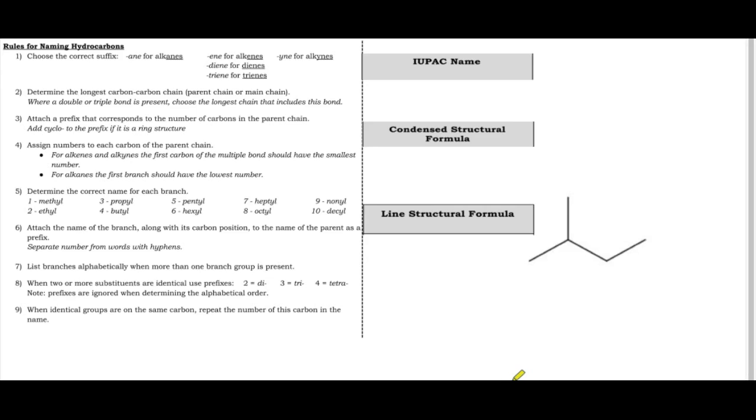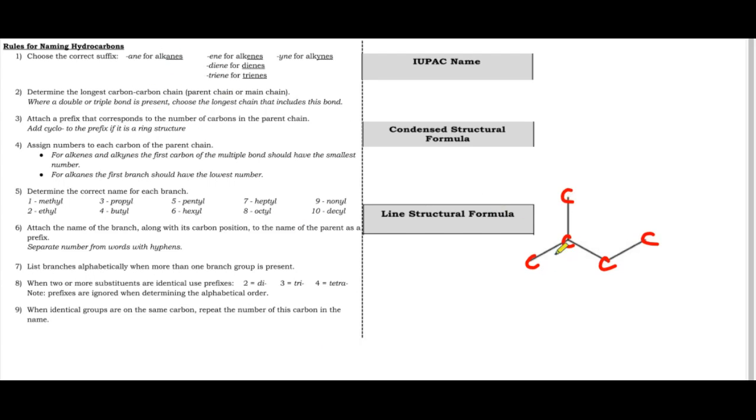For our third example, we're given the line structural formula. So we need to follow the rules here, the naming system or nomenclature, to determine the name. And we can also draw the condensed structural formula based off of the line formula. All we have are single bonds, and these are all carbons. So I'm just going to remind you that the vertices and the terminal ends are all carbons. So I'll draw them in red. So this is a carbon, carbon, carbon, carbon, and carbon.